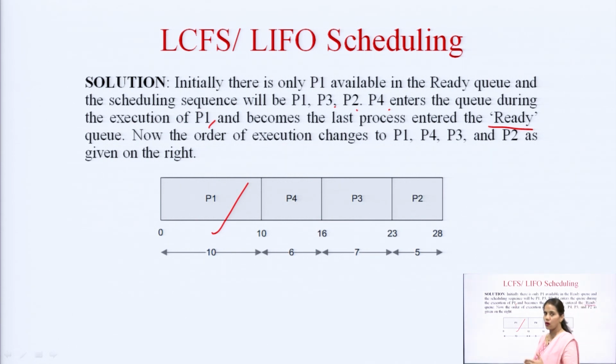Since we are studying last in first out, the process which enters the ready queue last is executed first. So, P4 becomes the last process after P2 and P3, and it is executed first. So, here it comes before P3 and then P2.